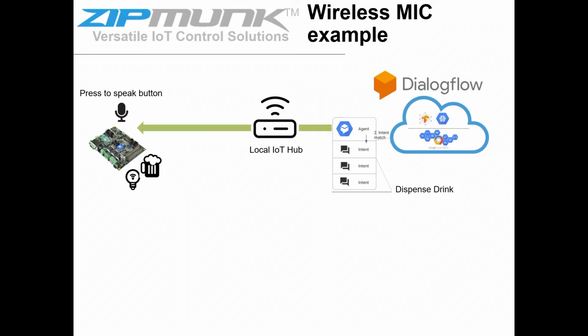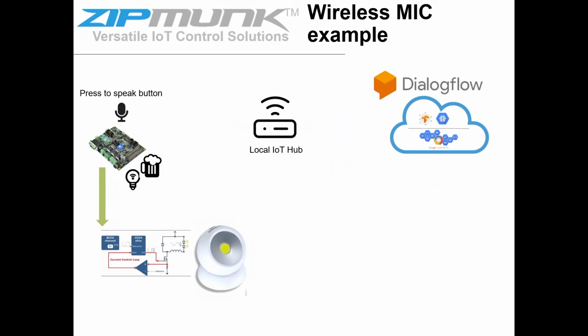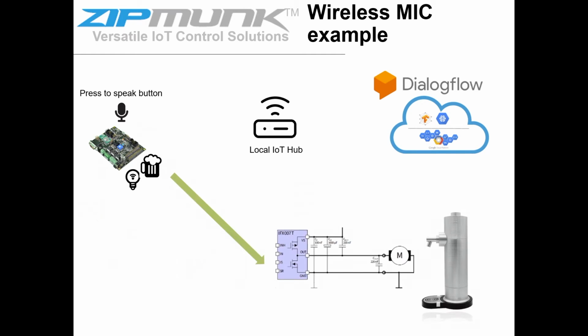If the intent is to turn on or off the light, the connected LED bulb is driven with a PWM to a preset brightness. For intents that require the DC motor to start, one of the 3 half bridges are turned on, thereby connecting power to one end of the motor.